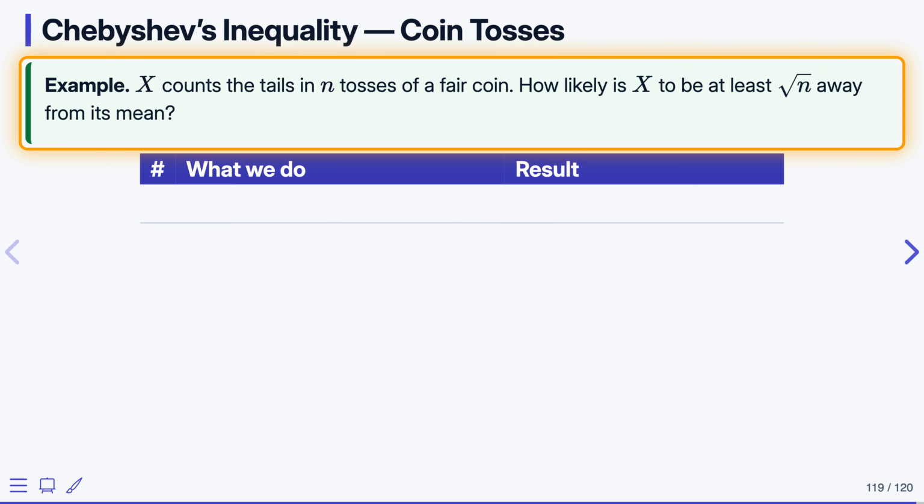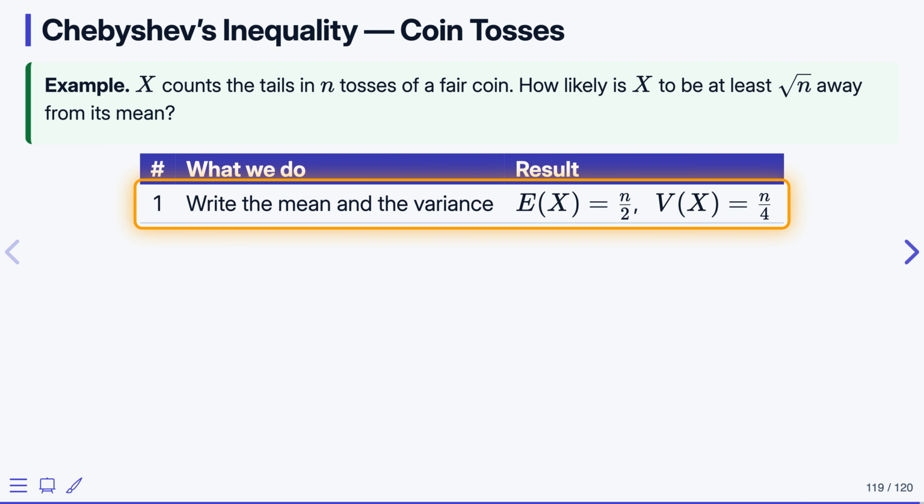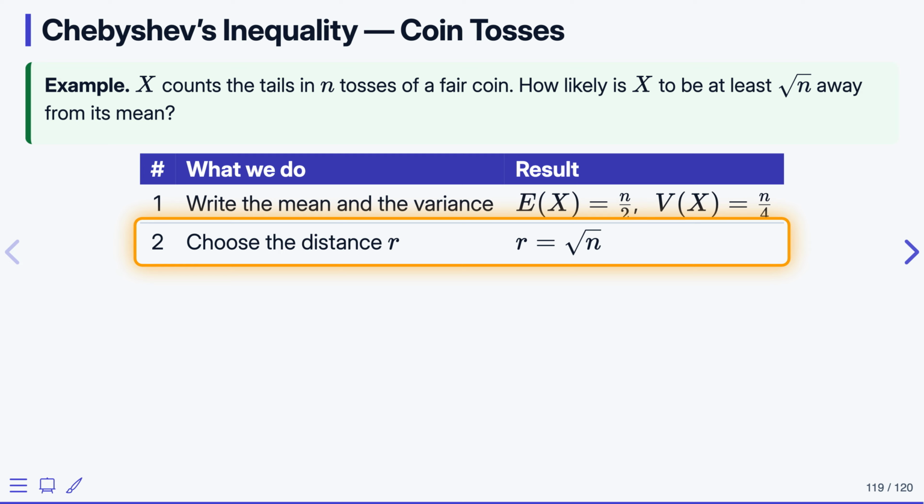X counts the tails in n tosses of a fair coin. How likely is x to be at least the square root of n away from its mean? Step 1. This is a Bernoulli count with p equal to 1/2, so the mean is n over 2 and the variance is n over 4. Step 2. Choose the distance. We take r to be the square root of n. Now we have everything Chebyshev's inequality needs.